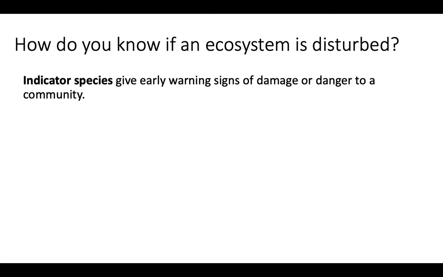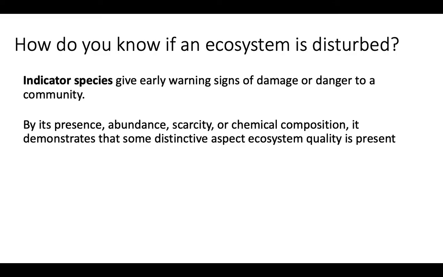whether it's pH or salinity. And if it's very sensitive to pH, let's say, and it's present, you know that the pH is within their range, right? So it can tell you a little bit about warning signs or danger or pollution in an ecosystem. The definition, I'll just read this to you. By its presence, abundance, scarcity, or chemical composition, it demonstrates that some distinctive aspect of the ecosystem quality is present.